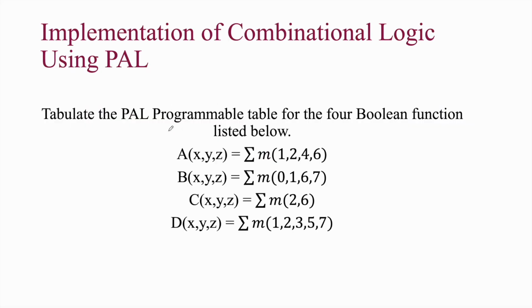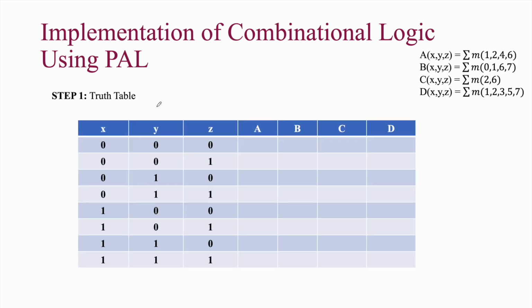So here the question is to design a combinational circuit for all these four functions and implement that using programmable array logic. So the first step is to create a truth table. So these are the expressions that are given, the input functions given.